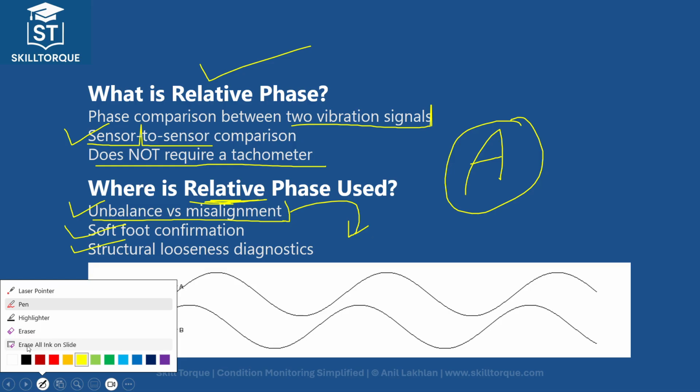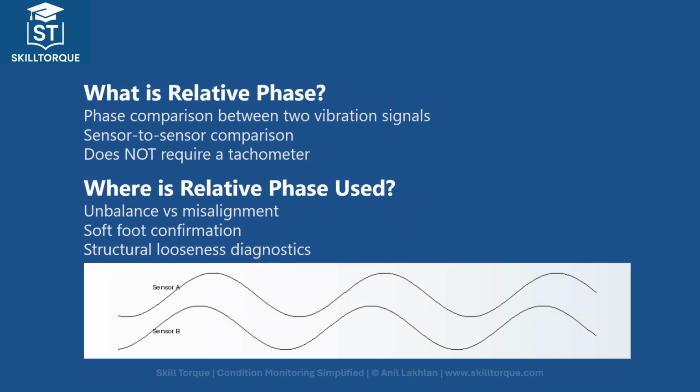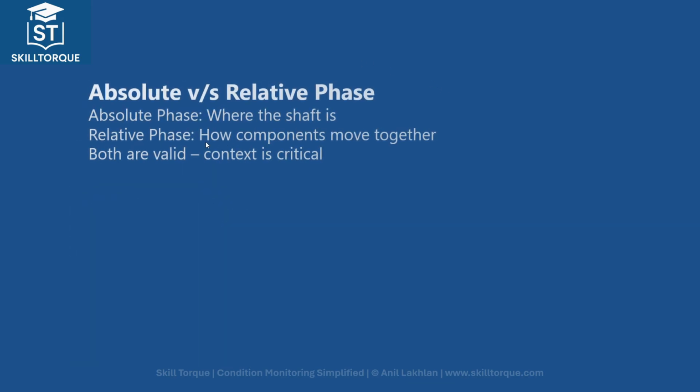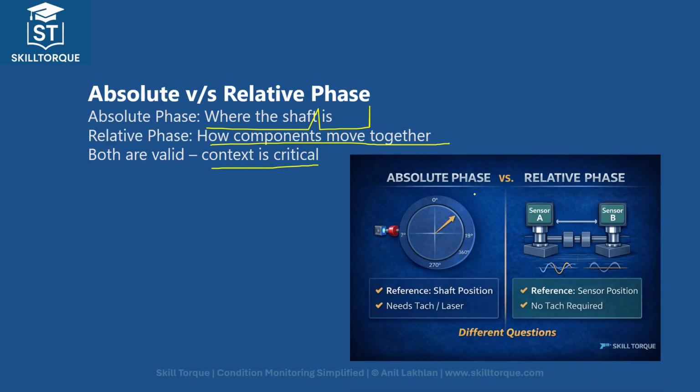Okay, so overall, if we want to simplify this, what is the absolute phase? Phase normally tells us where the shaft is, right? And what will the relative phase tell? Relative phase will tell how machine components are moving relative to each other. So both are correct, but they are answers to different questions, right? If there is no shaft reference, that means you are not looking at the absolute phase, you are looking at the relative phase. Please remember this, right? This is a key thing that normally people don't understand, right?